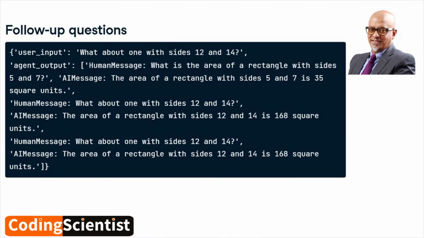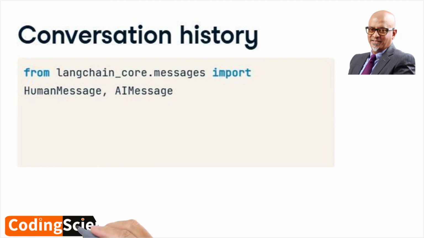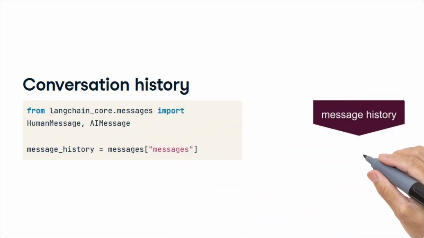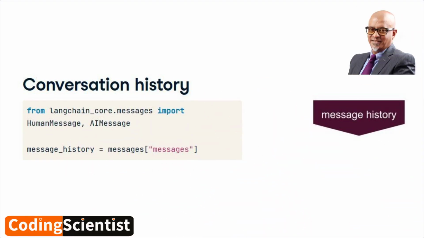The human message refers to our own queries, while the AI message refers to the agent's answers. If the conversation is up to date, printing the last output will repeat the most recent query and answer, ensuring that the agent works. To set up our conversation history, we'll import the human message and AI message modules from LangChain's core messages module. Then, we'll set up a variable called message_history that will store all of our messages.